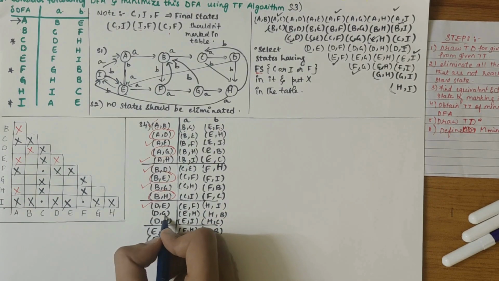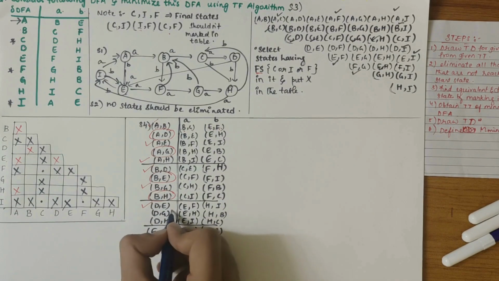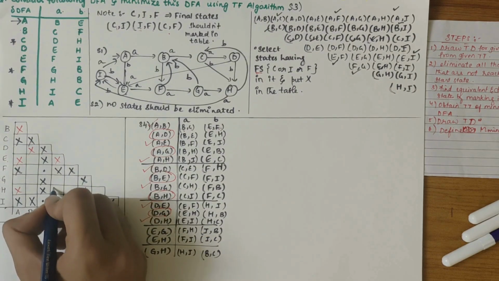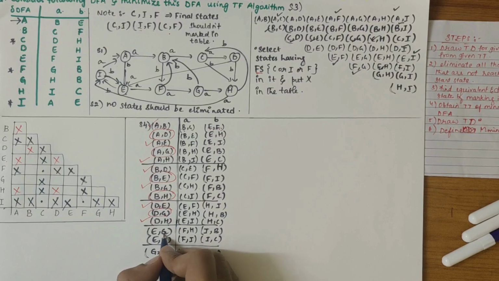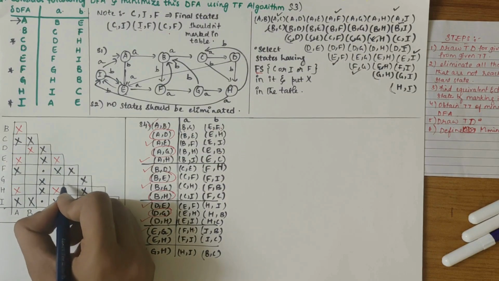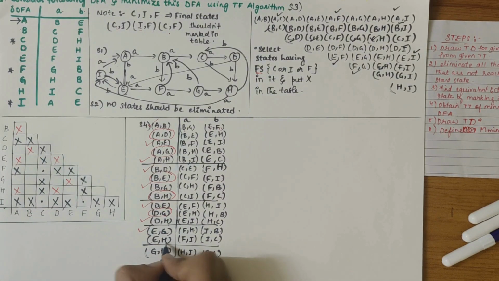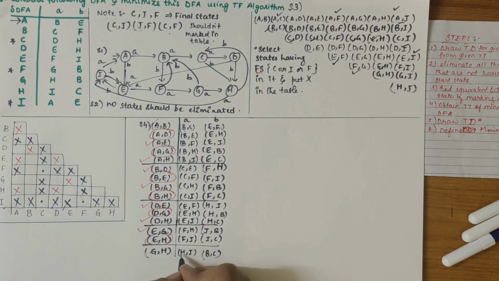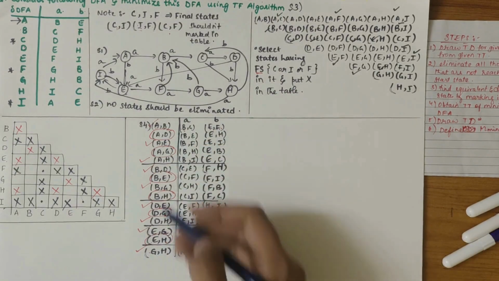Then we have DG, DG has EH and HB, no, they are not there. Then we have DH, yes, put a tick mark there and mark DH here. Then we have EG. So EG has FH and IB, yes, they are marked here, so put a cross mark at EG. Then we have EH, so EH has FI, or IF, put a circle. Then we have GH, GH has HI, so HI is marked, right, so put a tick mark at GH and mark it down here.